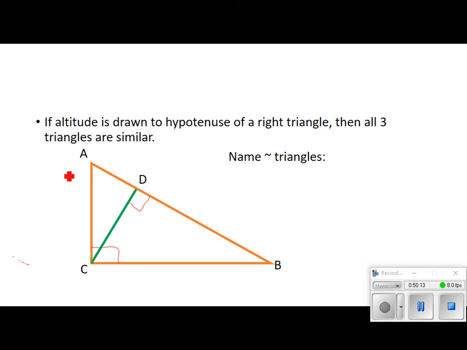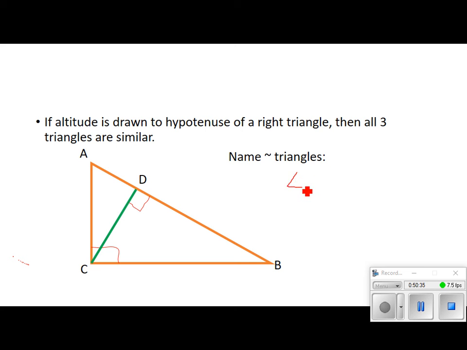Anytime that we draw that altitude going from this right angle to the hypotenuse, notice it forms how many triangles now? How many total? 2. Total, there's 3 total triangles. Guess what's true about all 3 of those triangles? They're all similar, and that's what we're going to write right here. We're going to name those similar triangles.